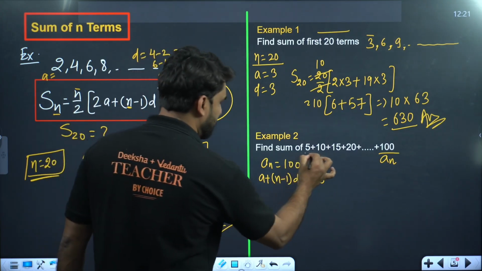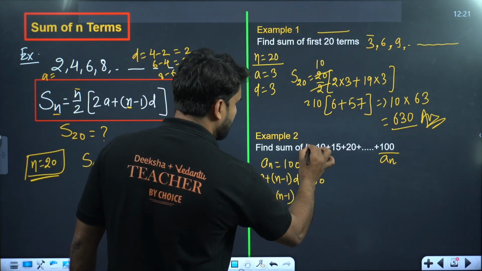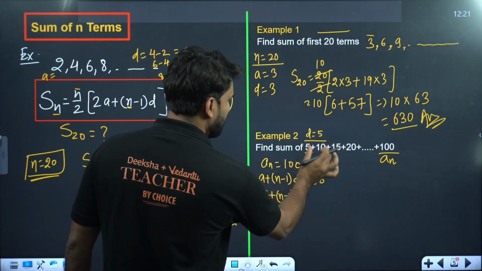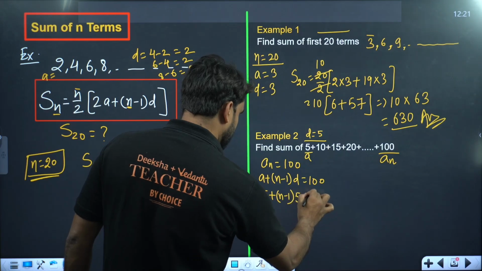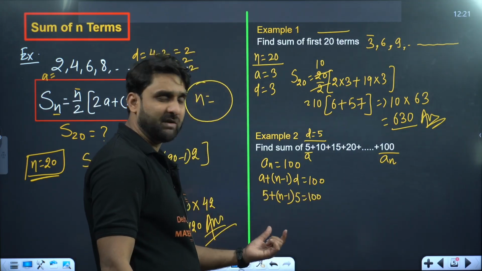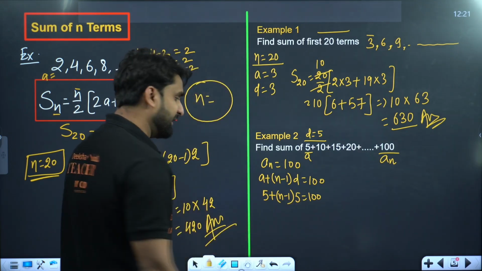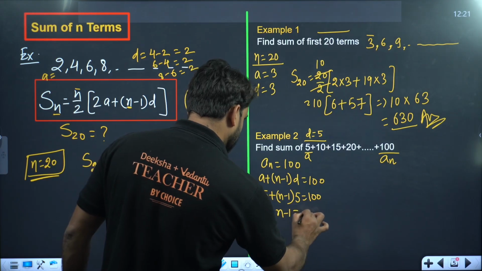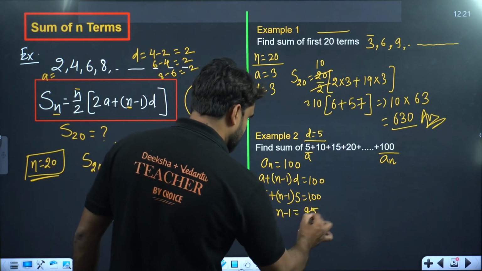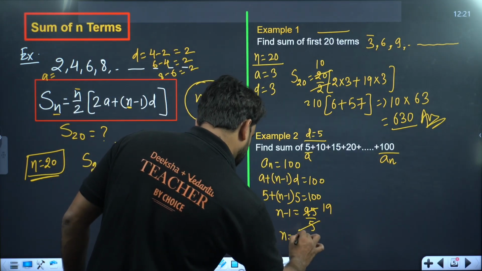So a we have is 5, we can put here 5 plus n minus 1, what will be d? d will be equal to this 10 minus 5, this is a and this is 10, minus 5 will be 5, so this 5 is equal to 100, right? So this 5 will go there, 100 minus 5 will be 95, and this 5 is in multiplication form, so if this 5 will go there, that will be dividing 95, so n minus 1 is equal to 95 by 5, right? 5 will cancel, 19, because 19 fives are 95, so now n is equal to 20.